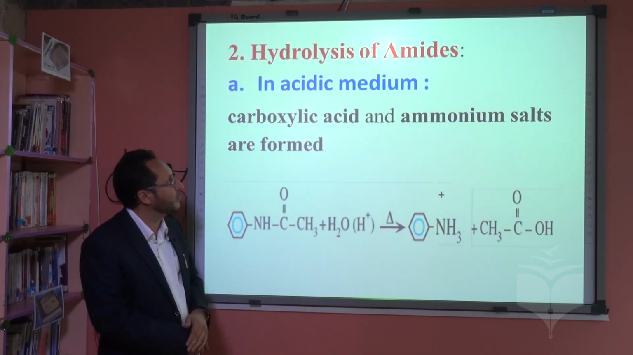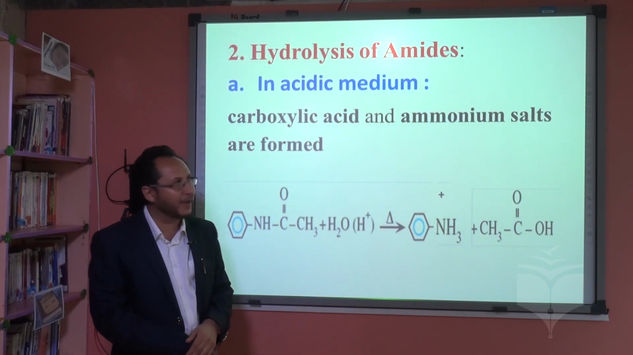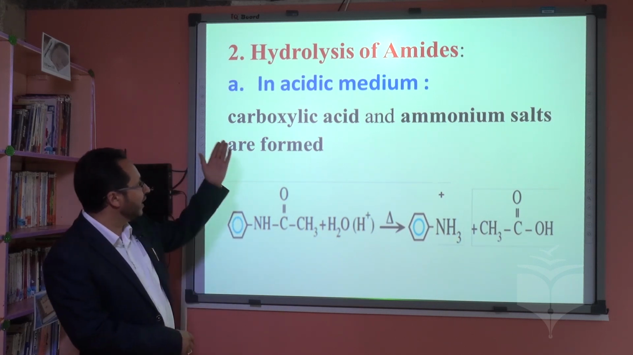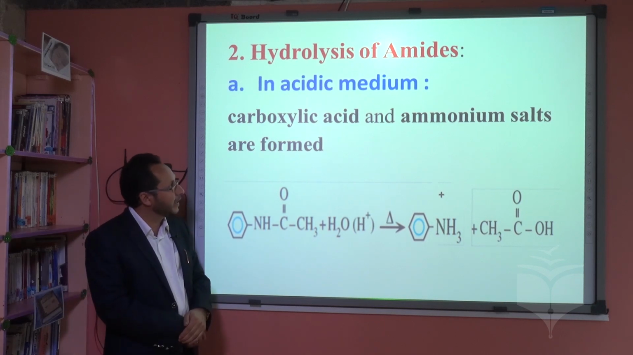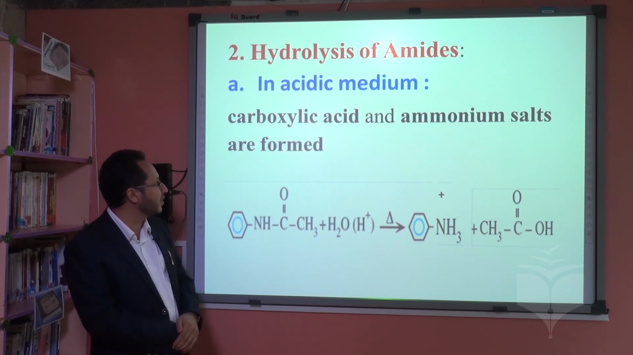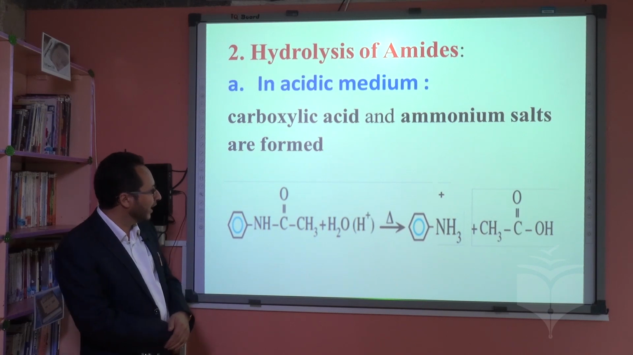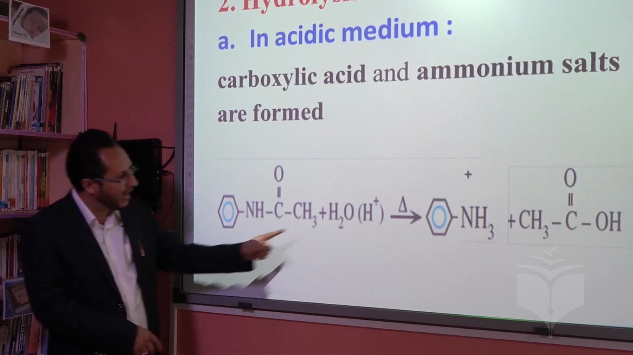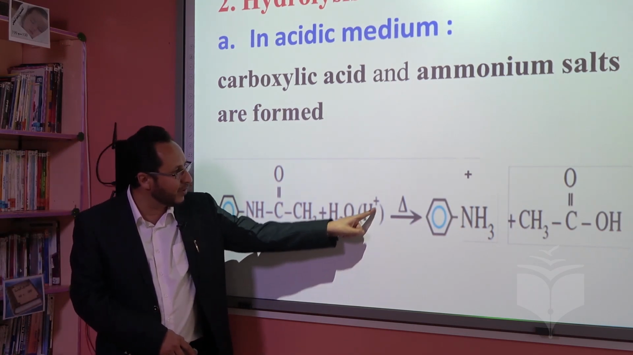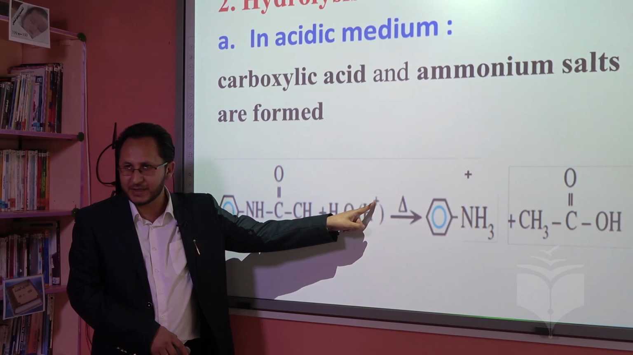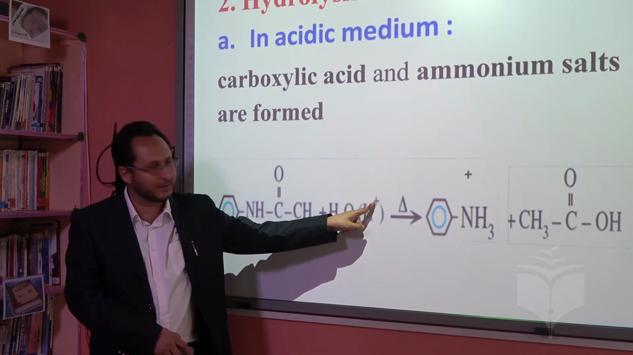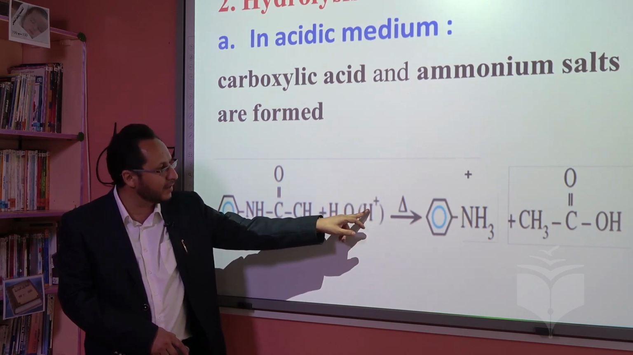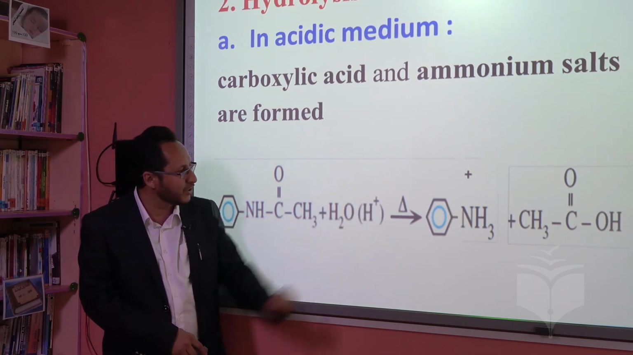The second reaction is the hydrolysis of amides. We have 2 types of hydrolysis. In the first one, in acidic medium, they give carboxylic acid and ammonium salts are formed. Here we have the compound acetanilide. So if you have H2O and H+, it means any proton from any acid, maybe HCl or H2SO4, any acidic medium. We write it as H+.